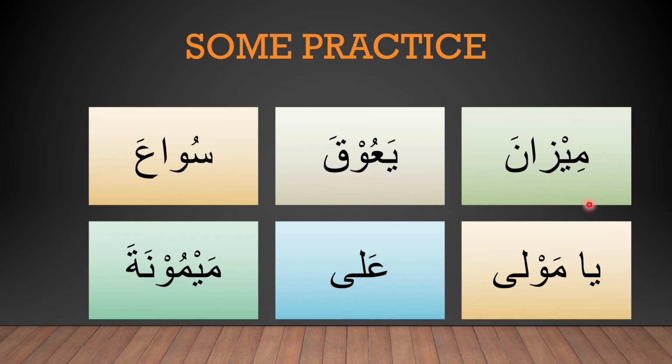And also notice that in these two words, the waw and the ya are acting like a long vowel, just like alif. It's elongating the kasra and it's elongating the dhamma, the ya and the waw. Okay, just notice that.